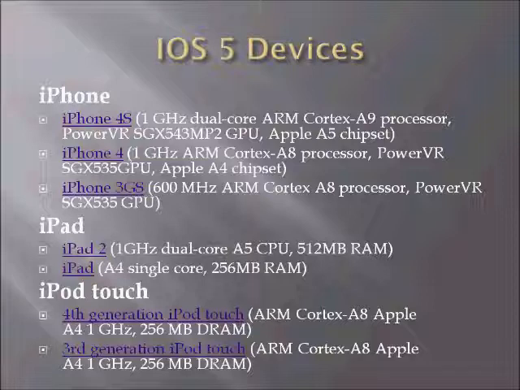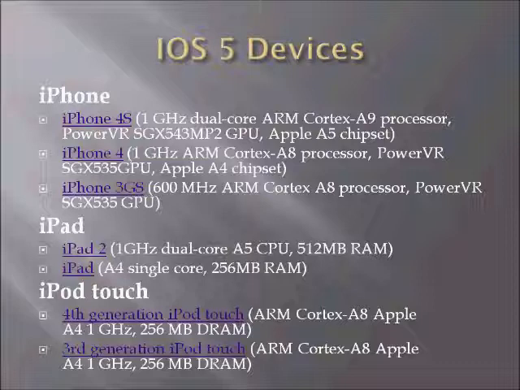The Apple devices that support iOS 5, we have the iPhones, which is the iPhone 4S, the iPhone 4, and the iPhone 3GS. The iPhone 4S supports 1 GHz dual-core A9 processor with Apple's A5 chipset. The iPhone 4 has a 1 GHz single-core processor and sports Apple's A4 chipset. And the 3GS is clocked in at 600 MHz and has Apple's A8 processor.